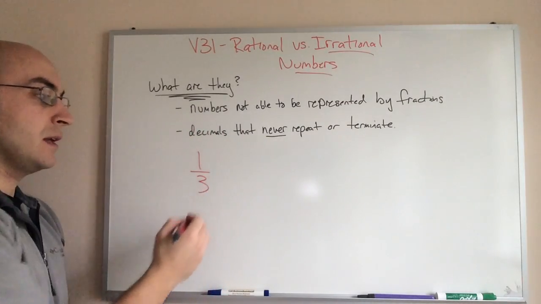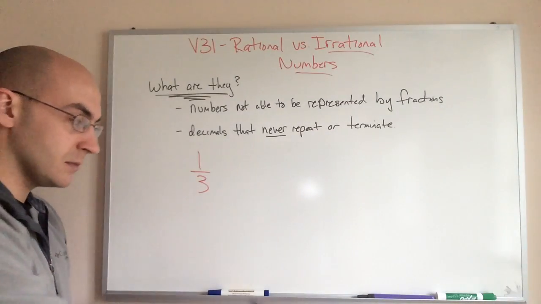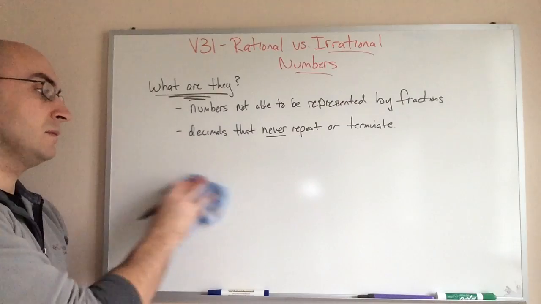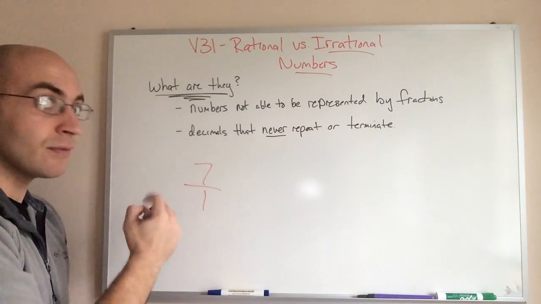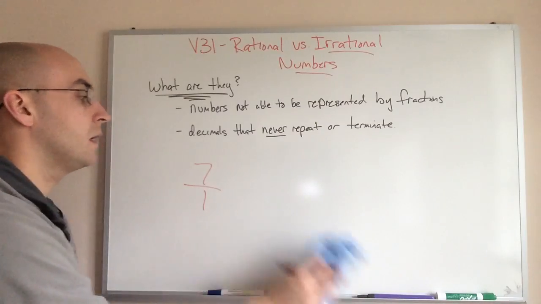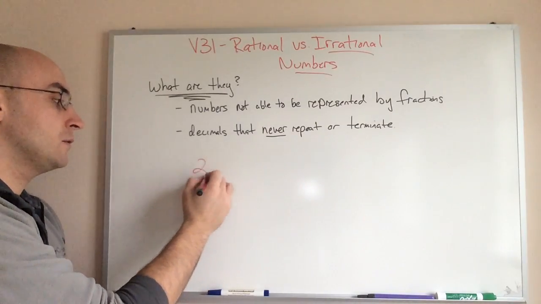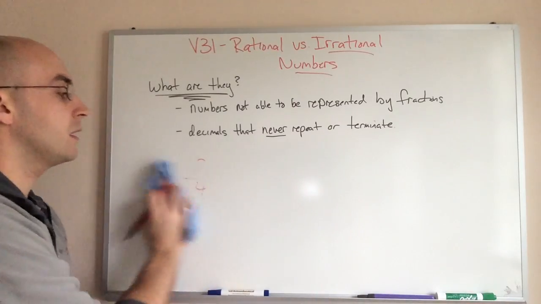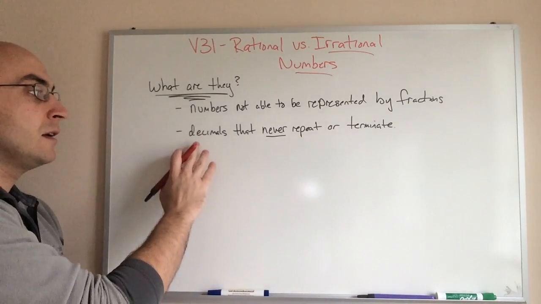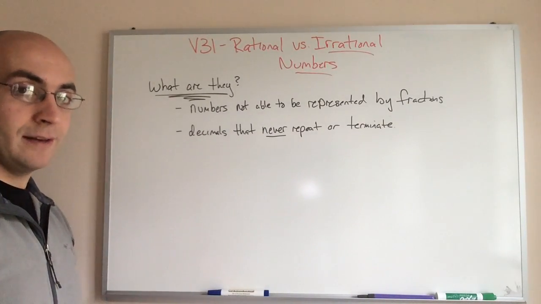So 1/3 is rational because I can represent this number by a fraction. 7 is rational because I could represent that by a fraction, 7 over 1. 2/4 is rational because I can represent that number by a fraction. Okay, let's go to the second part of this. They are decimals that never ever repeat or terminate, ever.